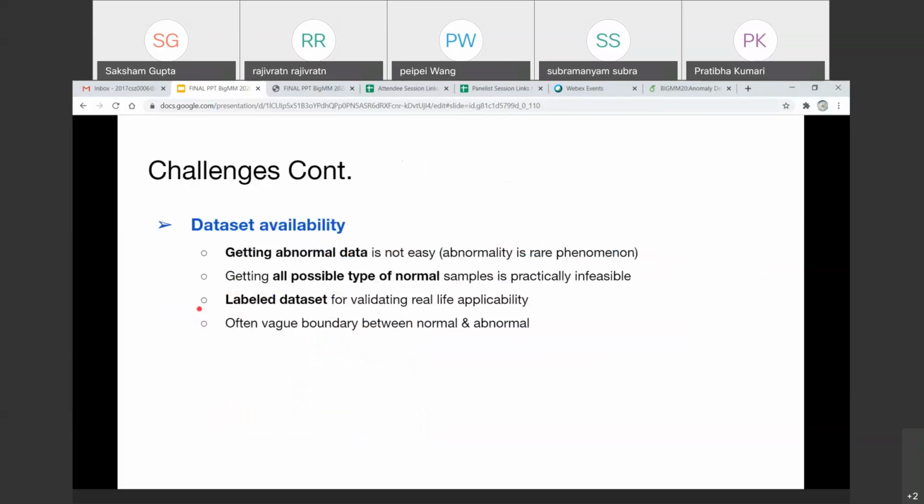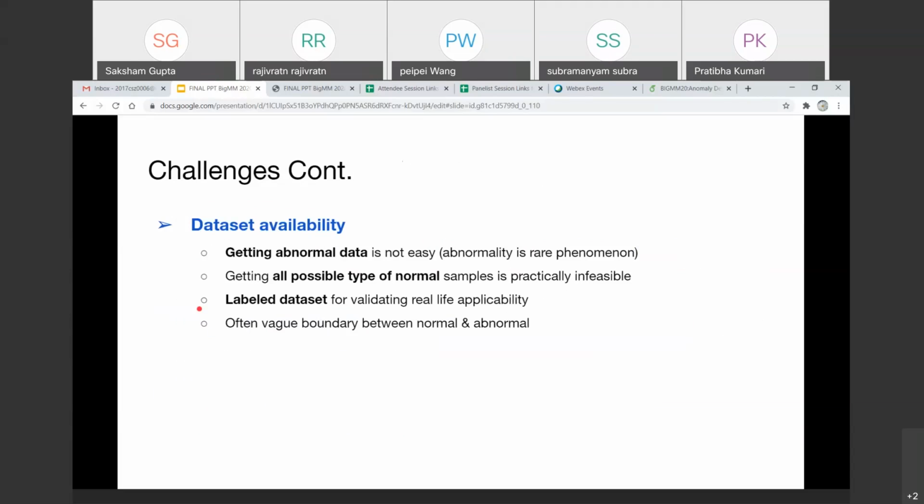Another challenge is dataset availability. Abnormality is a rare phenomenon, so getting abnormal data is not easy. The other solution may be to train your model using just normal data, and whatever does not belong to that model is abnormal. But the problem is that getting all types of normal data is also practically infeasible. And labeling such a vast volume of video data in real life is not easy.